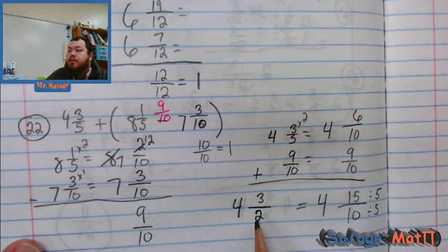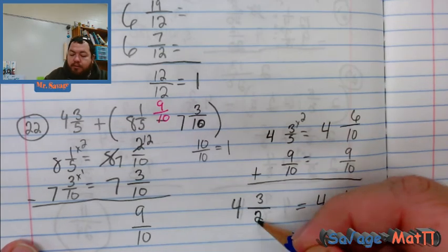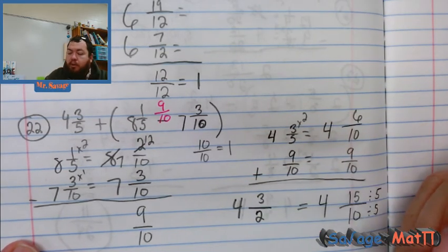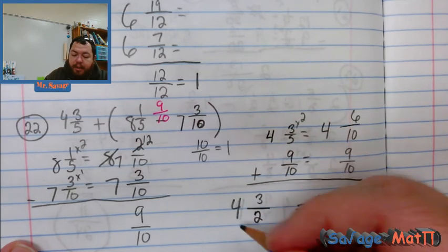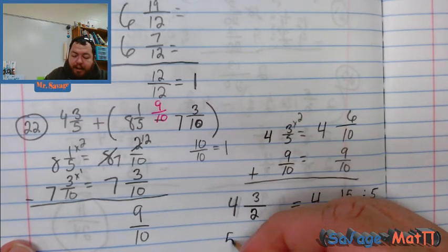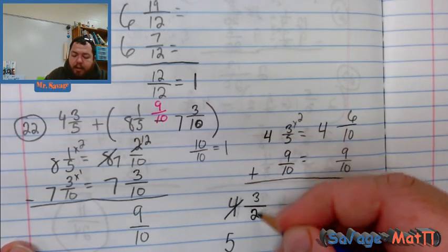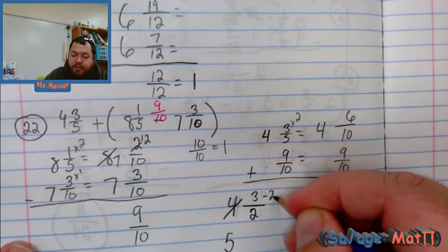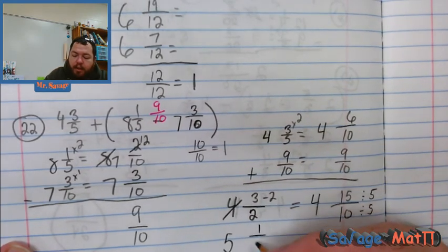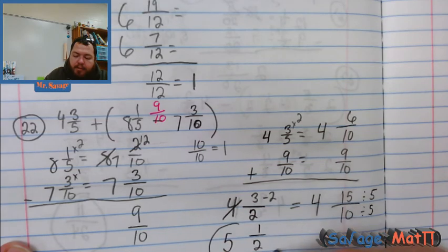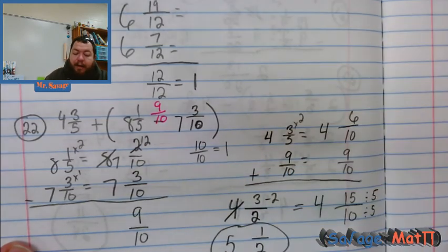So now the last thing I need to do is that is an improper fraction, so I need to simplify that again. Well, I know if I take 2 away, that gives me a whole. So I'm going to take 2 from 3, and I'm going to be able to make this a 5. And then 3 minus 2 is going to leave me 1 half. So my final answer is 5 and 1 half.